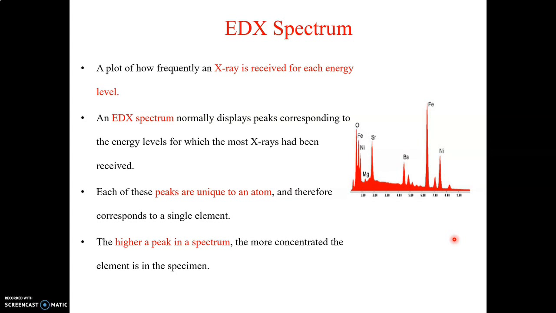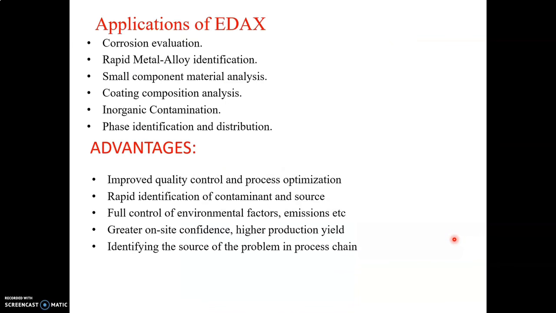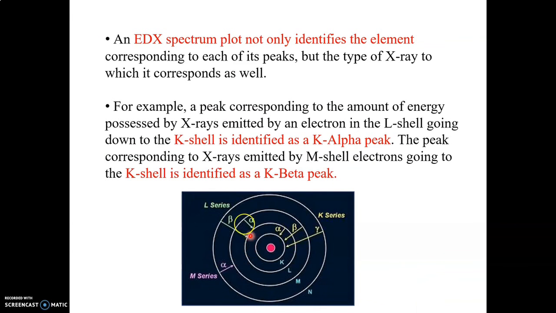So in EDAX, what happens? The K shell is identified by the K alpha peak. That is the same as the energy loss spectroscopic method. Here also an electron is knocked out to the outer shell, and some other electrons from the outer shell fill the vacancy of the inner shell. That is the principle behind EDAX. So your peak will look like this, a fine, high peak in an EDAX spectrum. That is the advantage of this technique. Okay, applications and advantages.